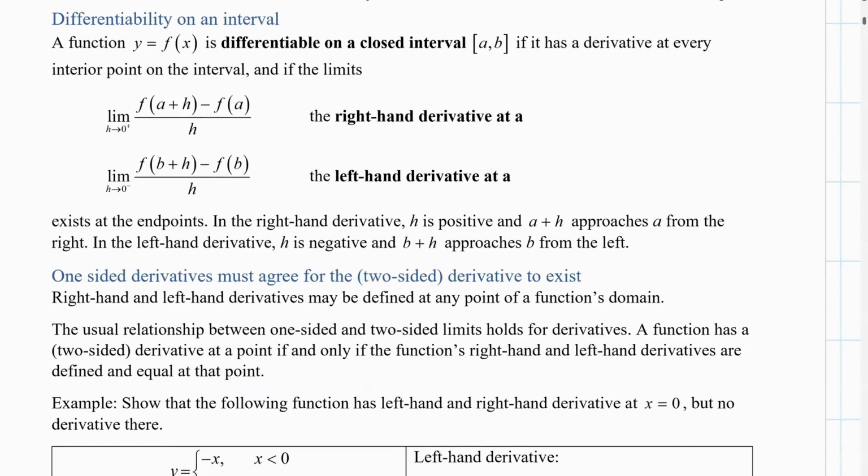More definitions. A function is differentiable on a closed interval if it has a derivative at every interior point on that interval, and if its limits, these two limits here, also exist. Now, here's something we're going to sort of battle with, this idea of a right-hand limit, or right-hand derivative. So I want you to imagine that I am at some location A, and I've got some function that only exists to the left of A.